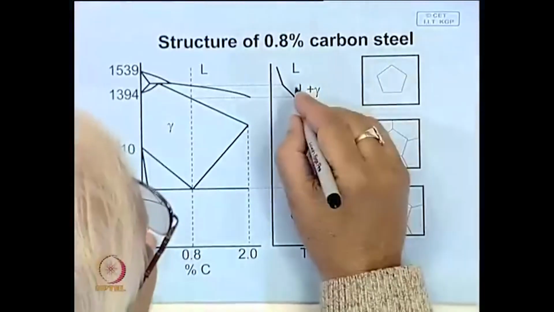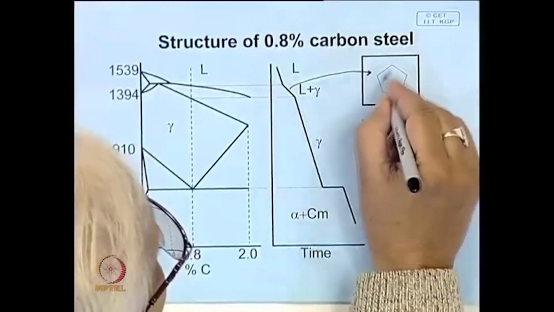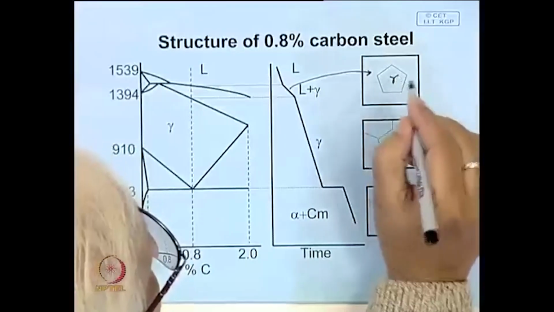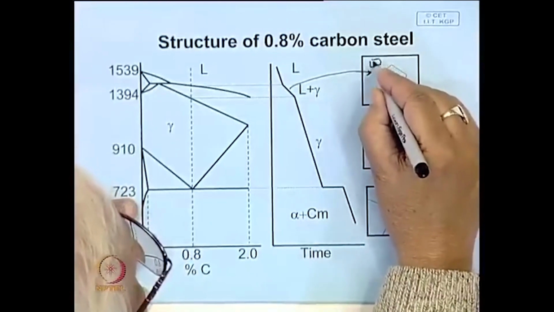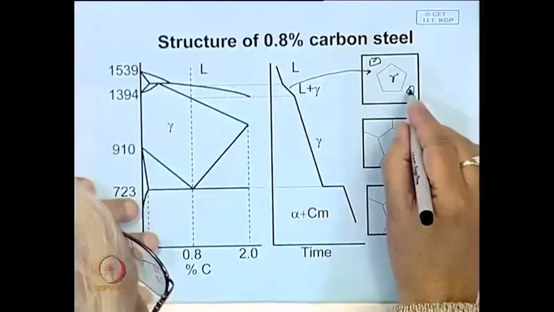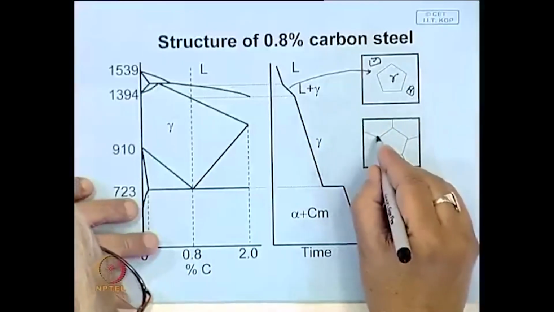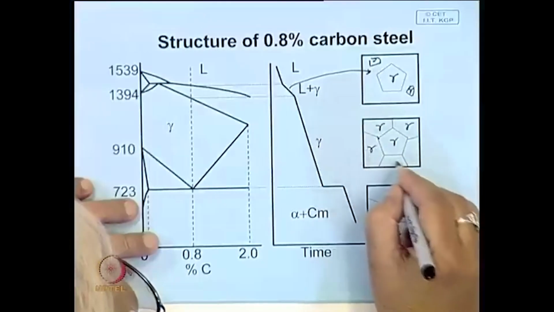Now, in this particular case, as solidification proceeds, you will have gamma precipitating out. You may have some gamma here also precipitating out, and finally, it will be entirely filled up by gamma. All these are gamma grains, austenite grains.